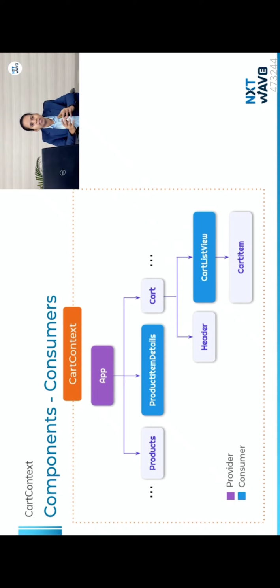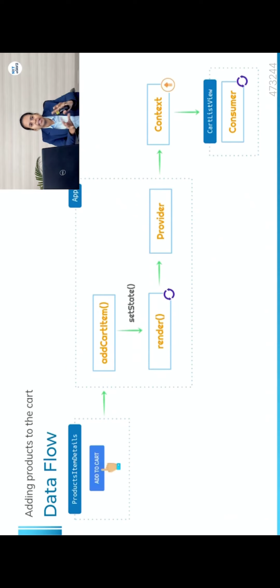We have made use of this cart context, in the cart list view and product item details. This is where we have used the consumer components, and the provider component is present in the app component. Okay, clear? Now, let's understand the data flow. I've been talking about this data flow, so let's visually understand what's exactly happening.